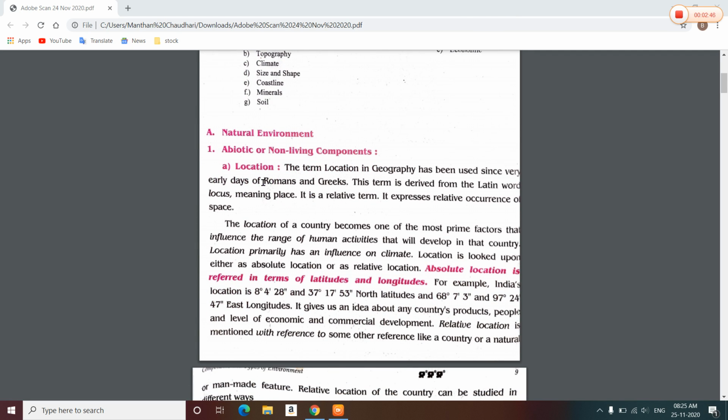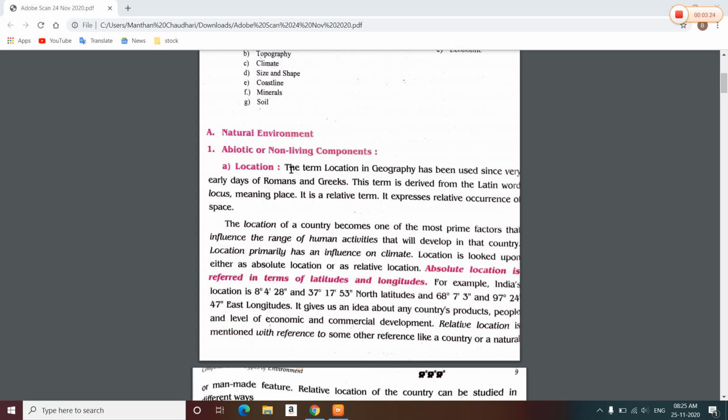First factor of natural environment is what? Location. Location is an abiotic or non-living factor of the natural environment. The term location is derived from the Latin word locus, which means place. The location of a country is one of the important factors that influence the development of human activities.